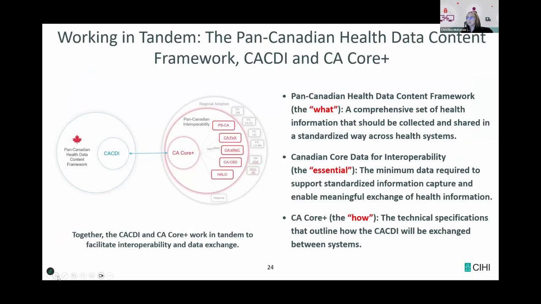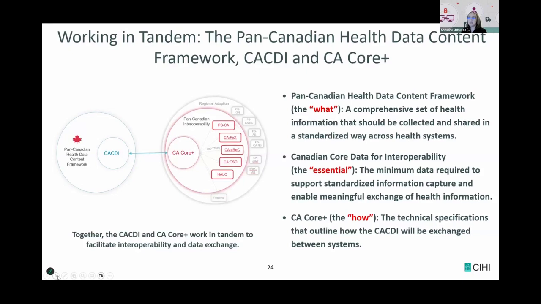So if you think about the Pan-Canadian Health Data Content Framework, what it's defining is the what. So what is that data that is needed and should be collected, shared, and standardized across the healthcare system? And then within the Pan-Canadian Health Data Content Framework, you have its subset, which is the CCDI, which is the essential data that is required to help support standardized information capture and enable meaningful data exchange of that information. And the CA Core is the how. So Canada Health Infoway is building the technical exchange specifications on how that data needs to be represented within a set of FHIR profiles and exchanged across the healthcare system.